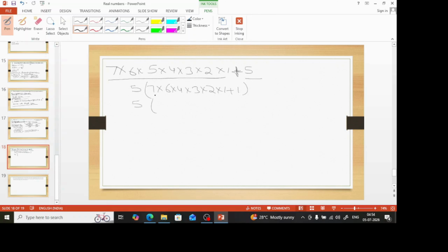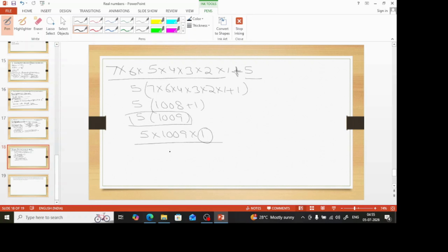Again, if we multiply all of them together, we will get 1008 plus 1. So it is equal to 5 into 1009. So this is again a composite number, because it has more than 2 factors: 5 into 1009 and 1.